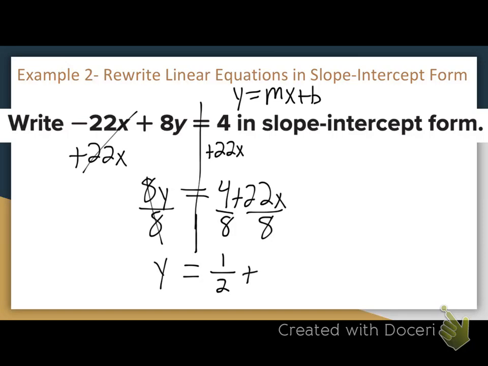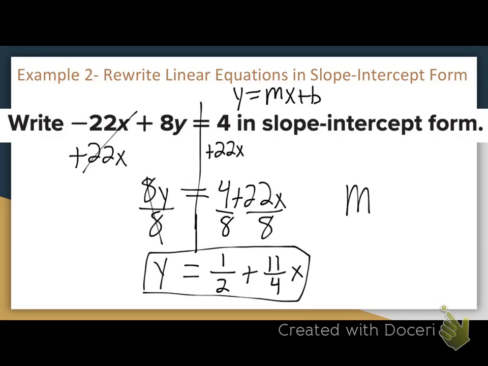Plus, does 22 divided by 8 give me a whole number? No. What's the biggest number that goes into both 22 and 8? 2. 22 divided by 2? 11. 8 divided by 2? 4. Do not forget the x with it. Are both of these fractions in simplest form? Yes, they are. Is my y completely by itself? Yes, it is. Here's my equation in slope-intercept form.